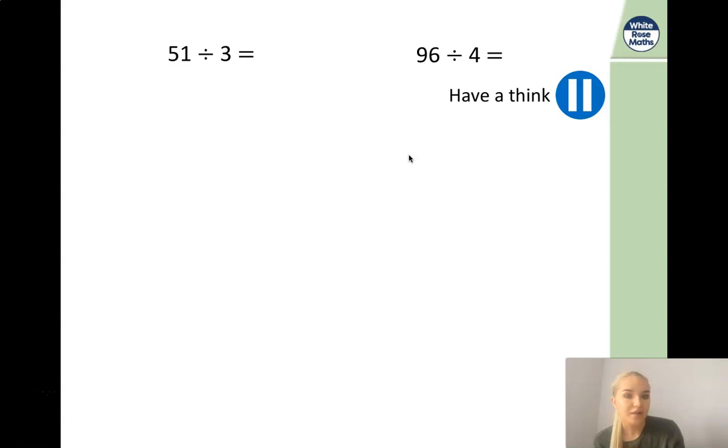What I would like you to do now is pause the video and have a think. How would you partition both of these numbers to work out the answers? Pause the video and have a think, please.